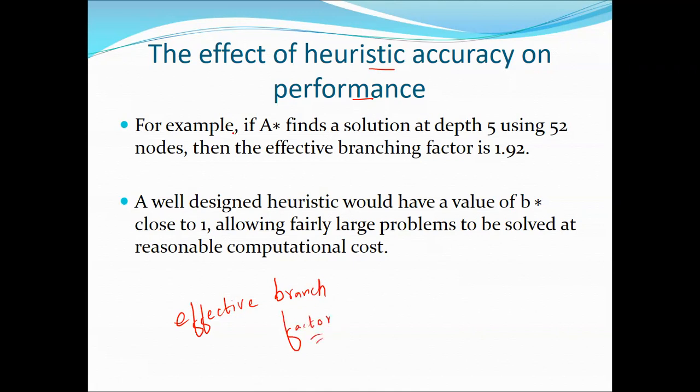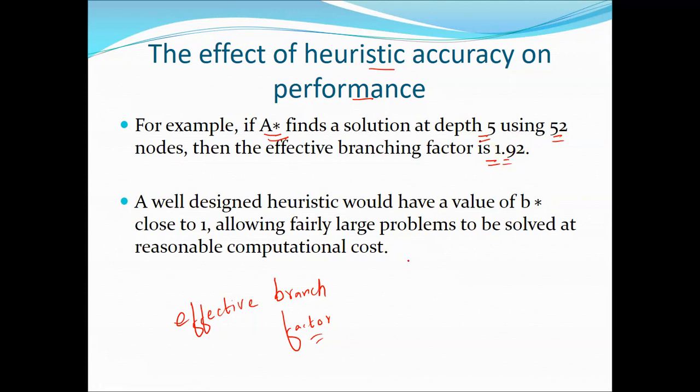Okay. So for example, assume that the A star algorithm finds a solution at depth 5. A star algorithm for a given problem, it can be 8 puzzle or whatever it may be, finds the solution at depth 5 and it has generated 52 nodes. Then its effective branching factor is 1.92. So why it is 1.92, you may ask. So how we got this value 1.92: it's depth 5.